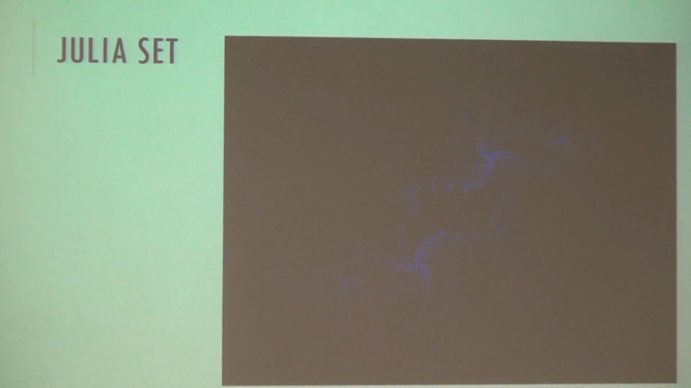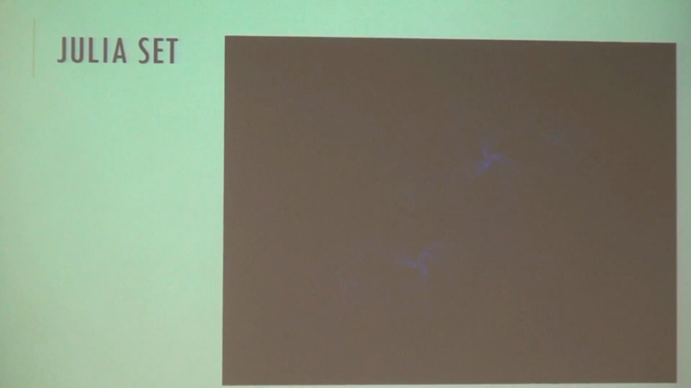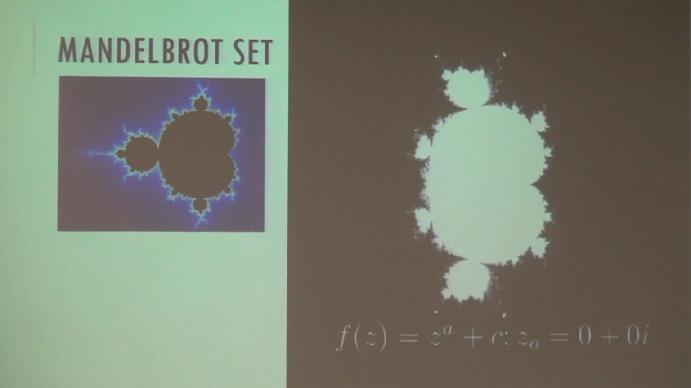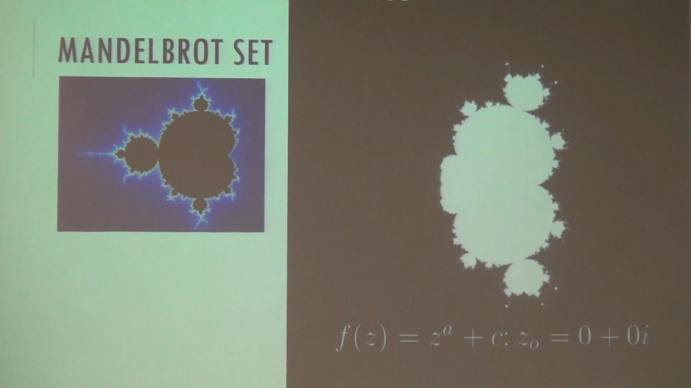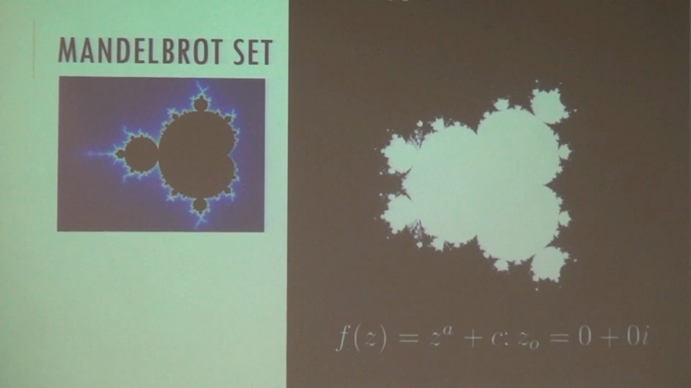In every Mandelbrot set, if you zoom in, you will see the Julia set. In the edge part of the Mandelbrot set, there are actually infinite numbers of Julia sets. There is only one Mandelbrot set, but there are infinitely many Julia sets in one Mandelbrot set.